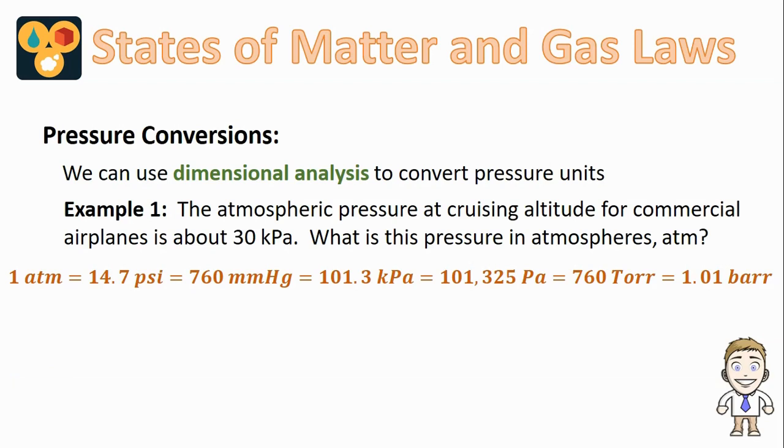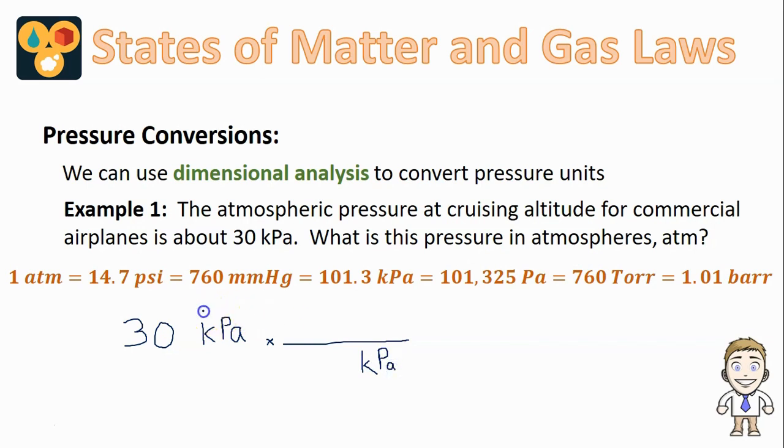So this question says that the atmospheric pressure at cruising altitude for commercial airplanes is about 30 kPa, and then it asks for that same pressure in atmospheres, or ATM. So remember, with dimensional analysis, the first thing I'm going to do is write down the number that I was provided and whatever unit that number has. In this case, we're told that the pressure at cruising altitude is 30 kPa. The next thing I'll do is set up my conversion factor that will change kPa's into whatever other pressure unit I want. Remember that the units have to cancel from the top to the bottom.